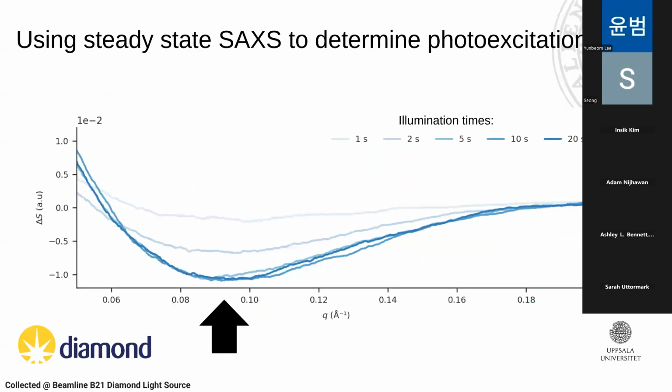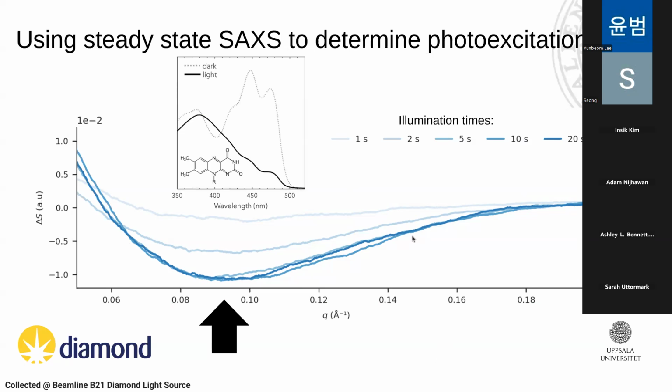So in order to do this, we use steady state SAXS to determine the photoexcitation yield. We went to Diamond and performed an experiment where we had steady state SAXS, illuminating our samples for different time periods. So we could see that we had saturated the sample to basically 100% excitation yield. You can see here the dip is saturating almost after 10 seconds.